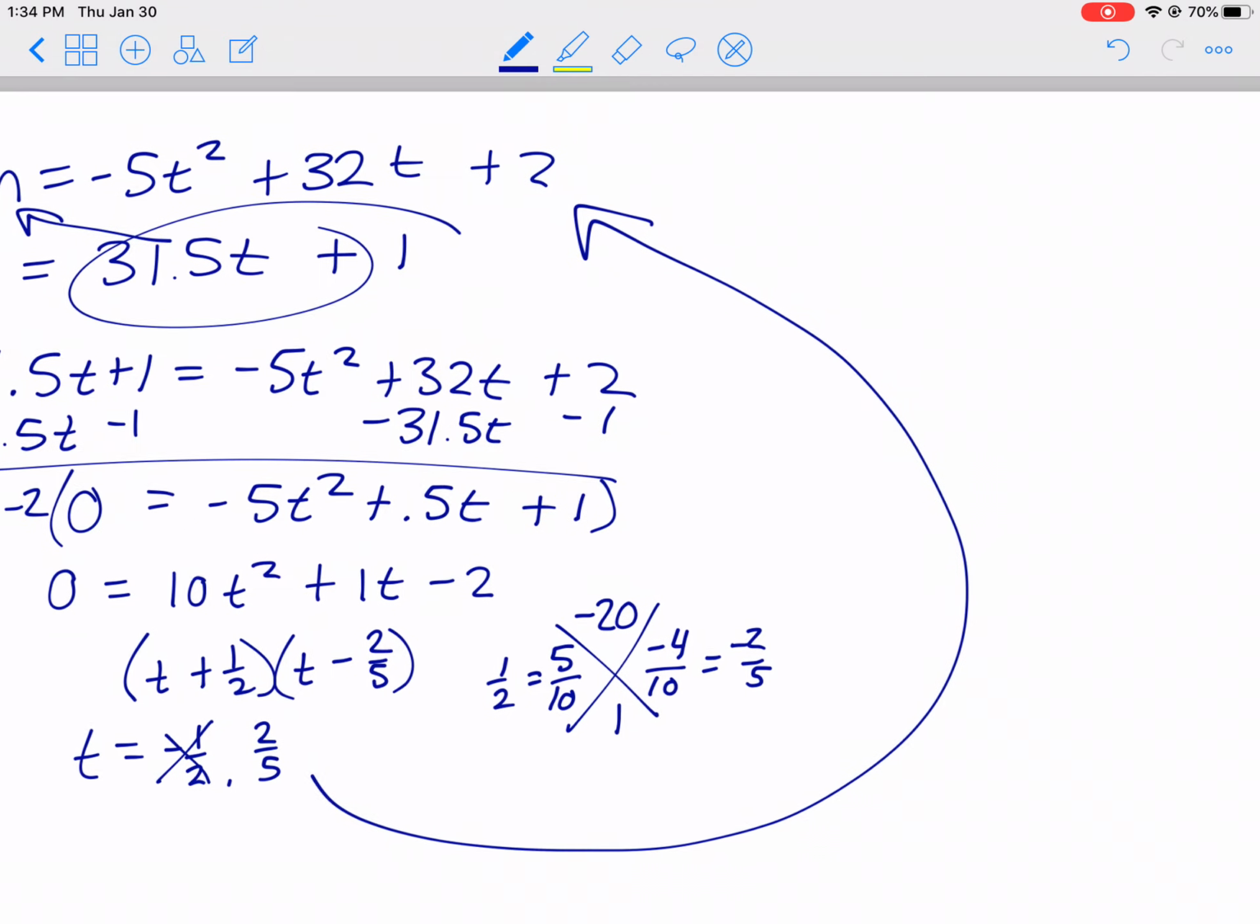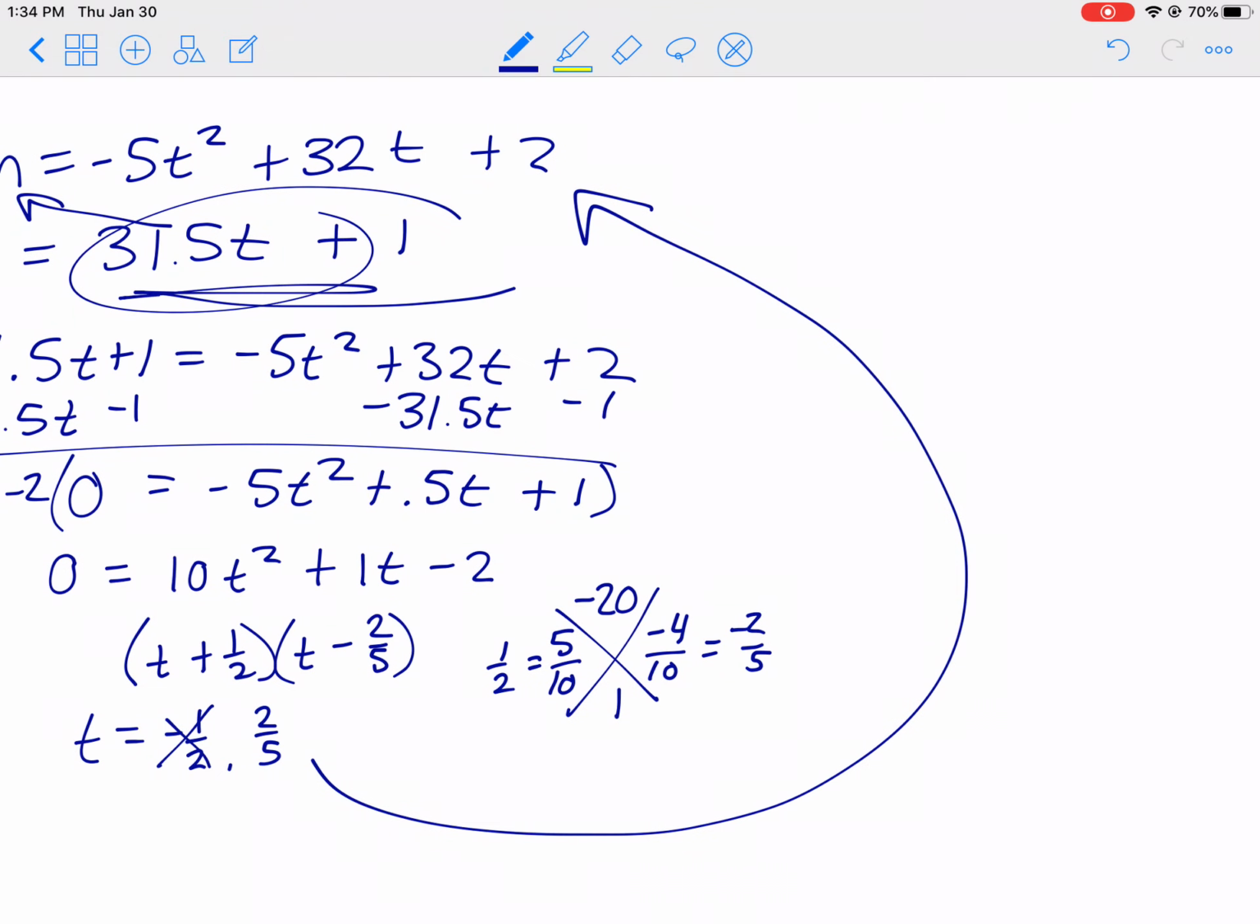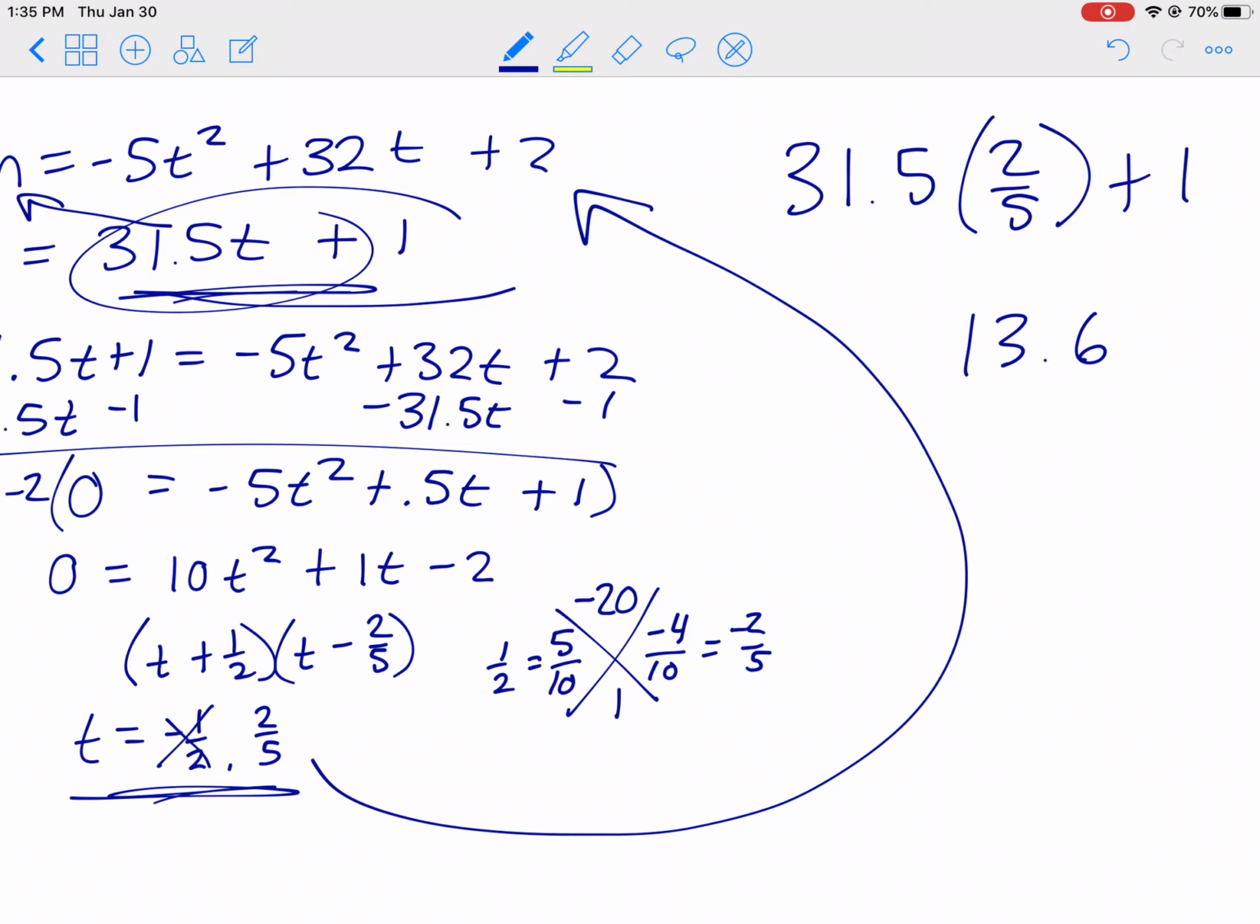Okay, so maybe plug it into the second one, that would be easy. 31.5 times 2/5 plus 1 is 13.6. Okay, so over there I've got time as 2/5 or 0.4 seconds and height as 13.6 meters. Okay, good luck on the test tomorrow.